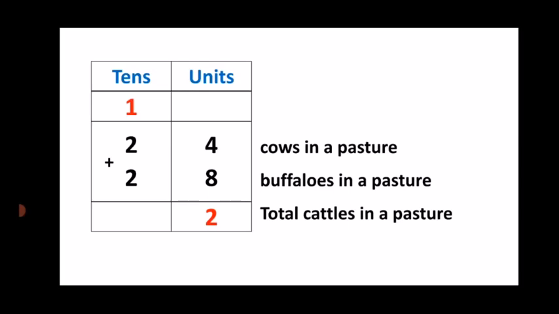After this, we will add the tens, that is 1 plus 2 plus 2, that is 5. So we'll write 5 under the tens column. So the sum of 24 and 28 is 52. So the total cattle in a pasture are 52. Now children, let's move towards our next exercise.